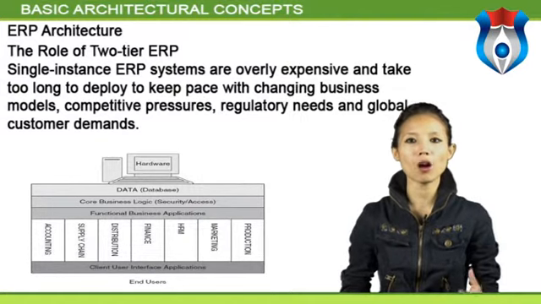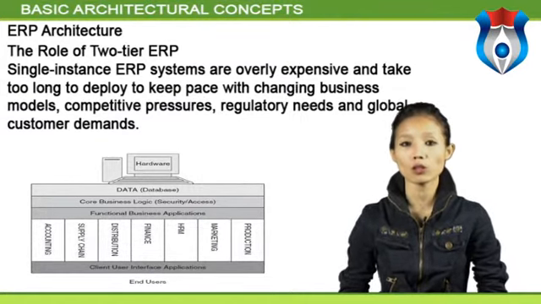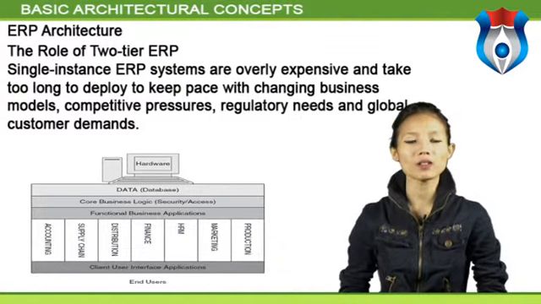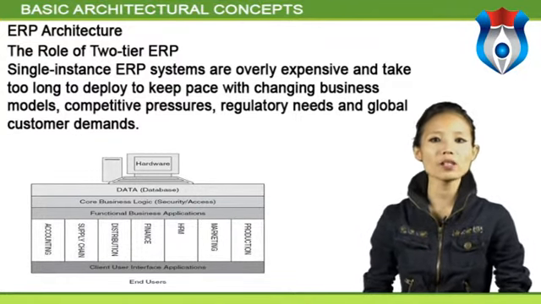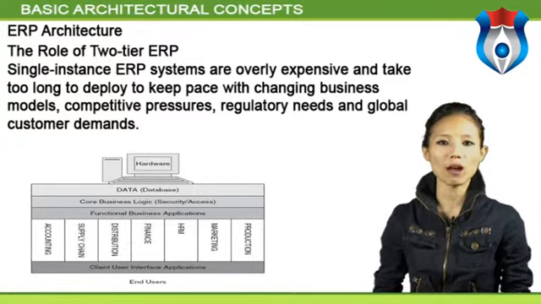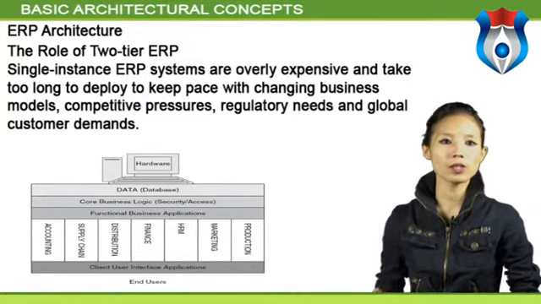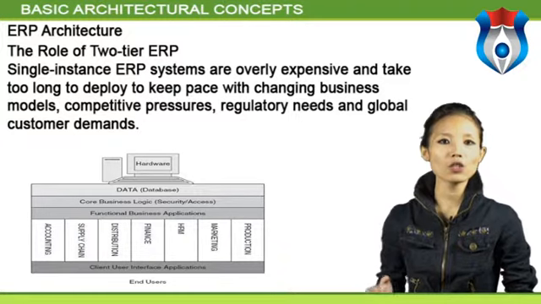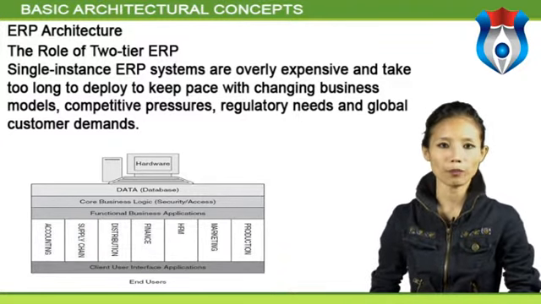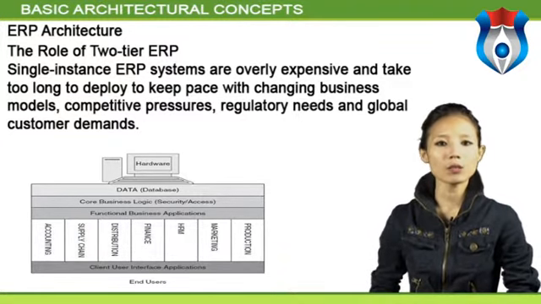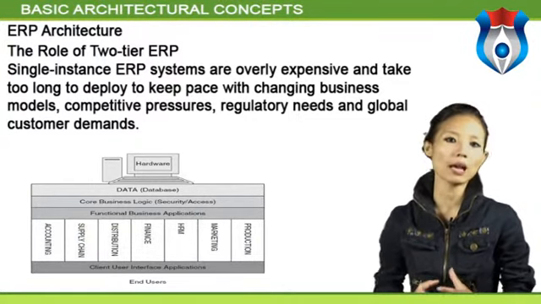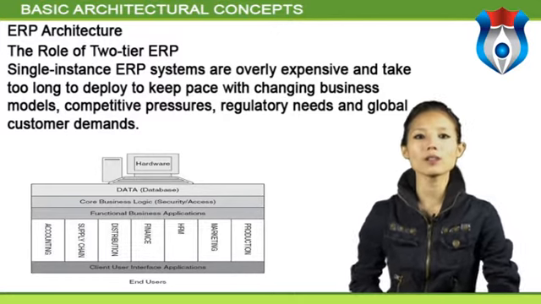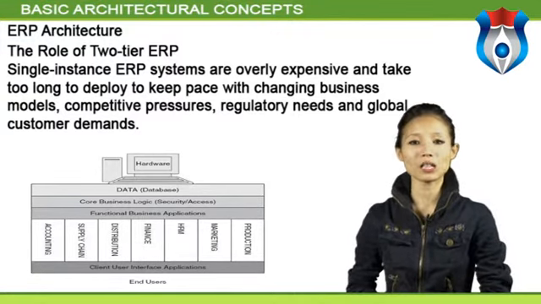Single-instance ERP systems are overly expensive and take too long to deploy to keep pace with changing business models, competitive pressures, regulatory needs, and global customer demands. As single-instance on-premise ERP systems age, managing and tracking required changes poses significant challenges to business and IT operations. Unmanaged change requires the IT team to create quick fix patches or deploy point solutions to plug potential gaps. All this adds to the very chaos that organizations seek to avoid by adopting ERP.